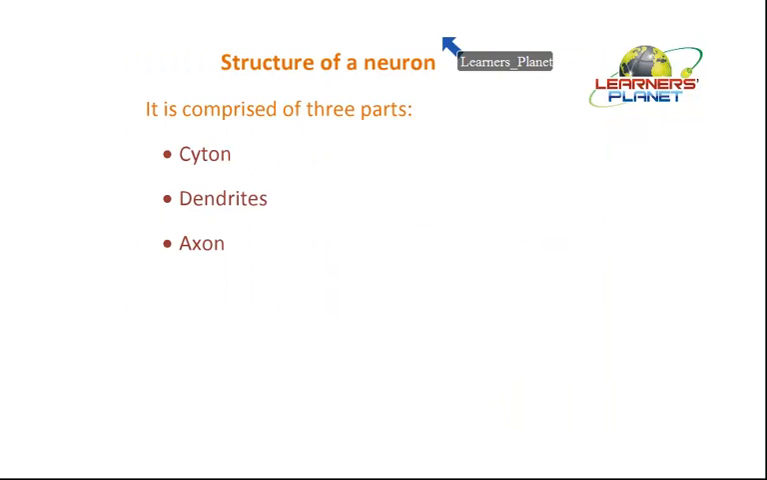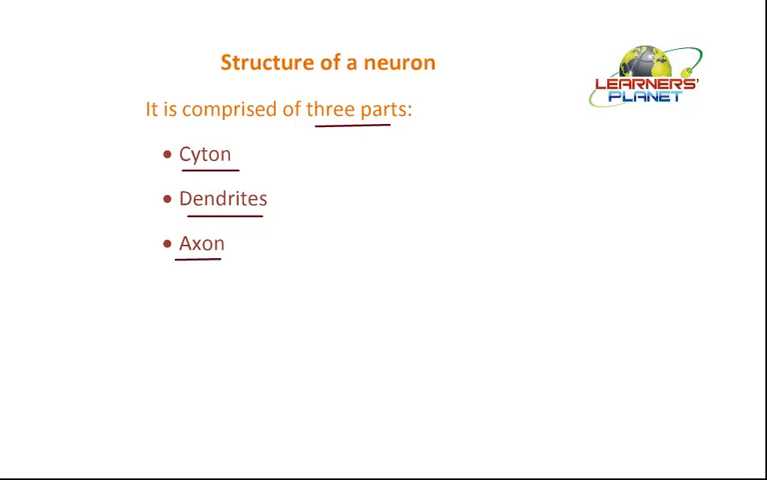So let us understand the structure of this neuron so as to clear these basic points now. So, structure of neuron. Now these neurons are basically comprised of three parts. What are these three parts? They are cyton, dendrites and axon. So these are actually the regions, or these are the parts of neuron only.